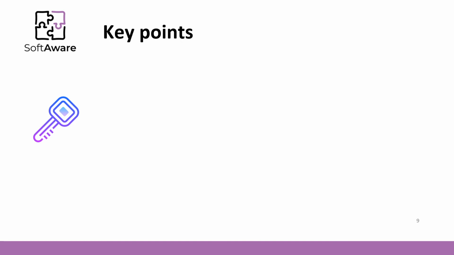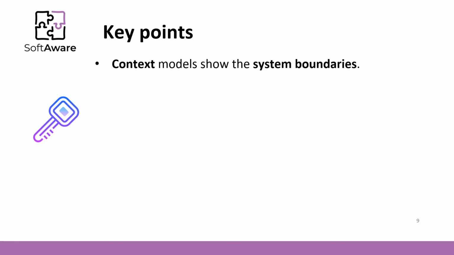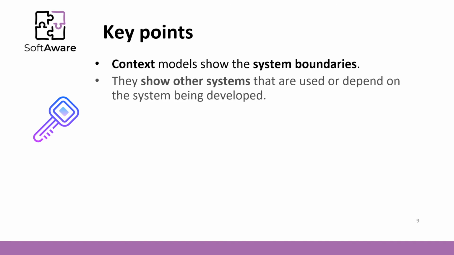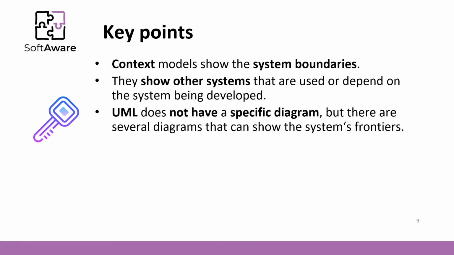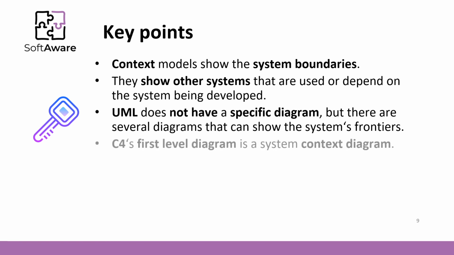We have overviewed context models and the elements that are used to define the system boundaries. Let's have a look at the key points to take out from this lecture. Context models show the system boundaries. They show other systems that are used or depend on the system being developed. UML doesn't have a specific diagram, but there are several diagrams that can show the frontiers of the system. C4's first level diagram is a system context diagram.